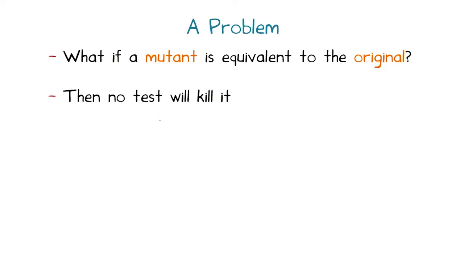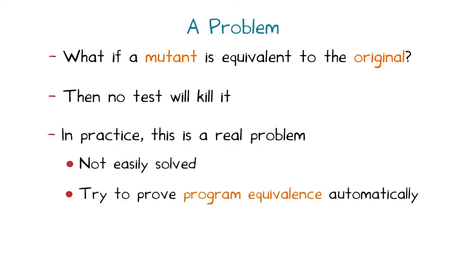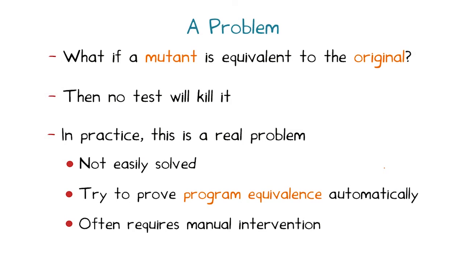If we have such a persistent mutant, it becomes difficult to tell whether it indicates a lack of robustness in our testing or whether it is an equivalent mutant, in which case we can safely ignore the mutant. This occurs often enough to be a practical problem, and it is not easily solved. We can try to automatically prove that the two programs are equivalent, but this problem is undecidable in the general case, and often requires a human to intervene and decide whether the mutant in question is indeed equivalent.